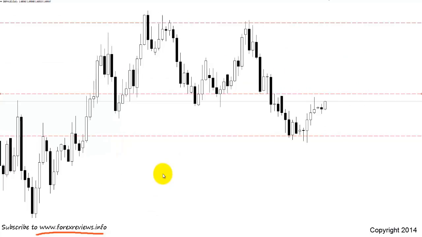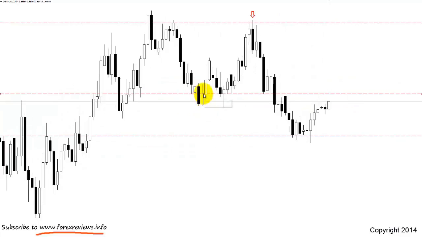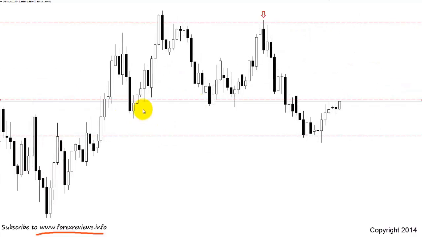Okay. This is the GBP AED daily. So we identified resistance. Next time we get there, what do we get? Bearish engulfing. What happened after this bearish engulfing? Price went down. We also identified a support zone just here.